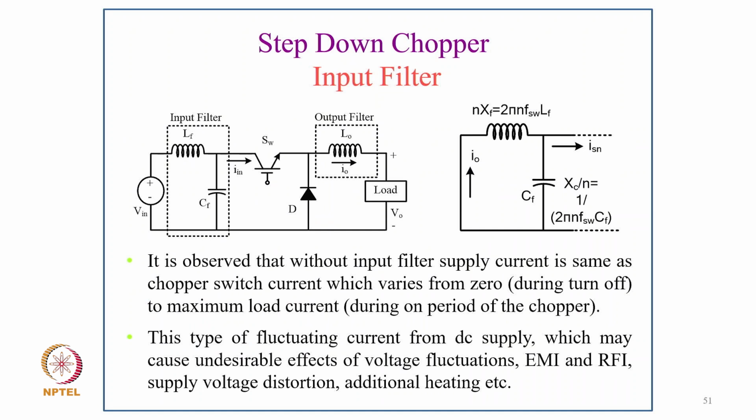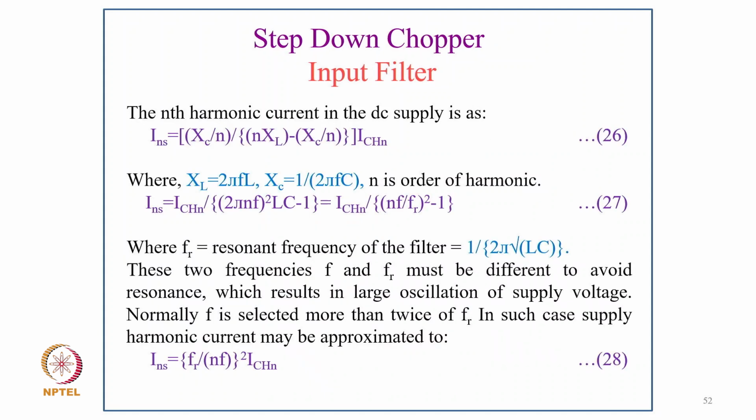So, now coming to the design of input filter. As you can see in the diagram, second diagram on the right side, it is observed that without input filter, supply current is same as chopper switch current, which varies from 0 during turn off to the maximum load current during on period of chopper, and this type of fluctuating current from the DC supply may cause undesirable effects on voltage fluctuations, electromagnetic interference, radio frequency interference, supply voltage distortion and additional heating.